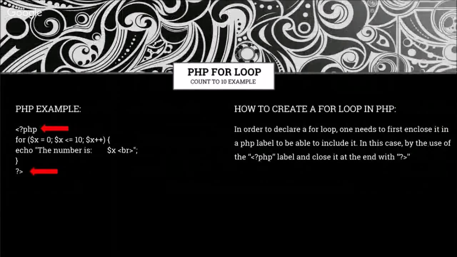First of all, we need to see how it's declared, how you can actually write a for loop. You can see we need to initialize it with this PHP label, and it has to be enclosed with this question mark. And then we're going to include this for loop inside of it. Otherwise, it's not going to work in PHP.